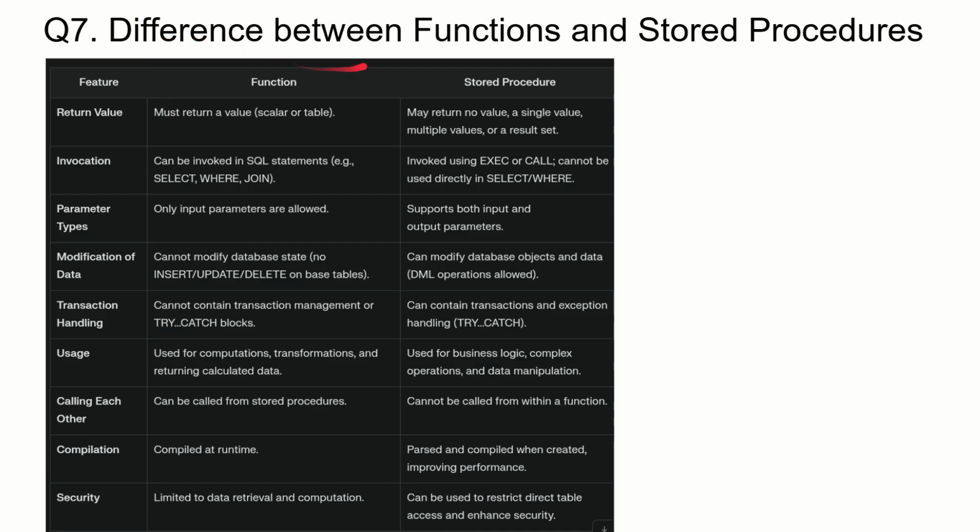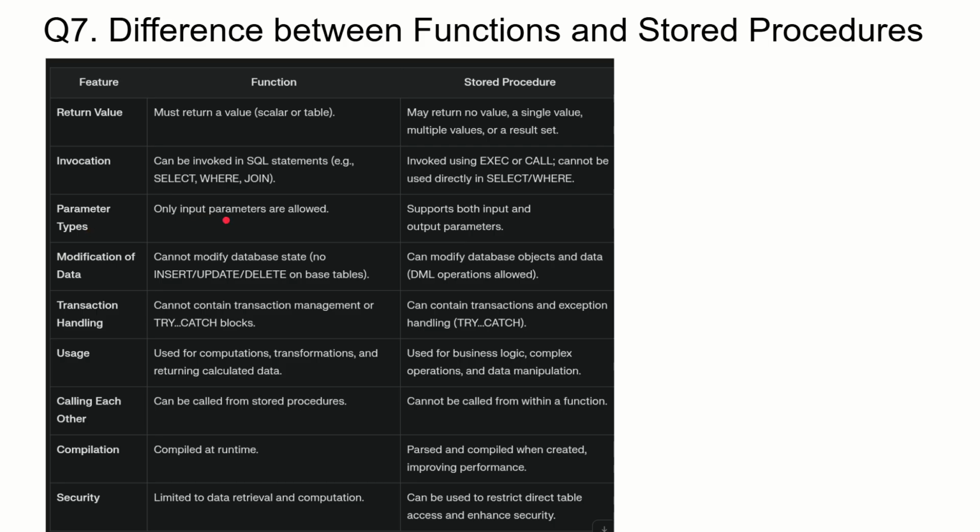Next question is the difference between functions and stored procedures. Let us understand them with the help of features. Return value: a function must return a value, whereas a stored procedure may or may not return a value. It may return a single value, multiple values, or a result set. Invocation: a function can be invoked in SQL statements, for example SELECT, WHERE, JOIN. A stored procedure is invoked using the EXEC or CALL keyword and cannot be used directly in SELECT or WHERE statements.